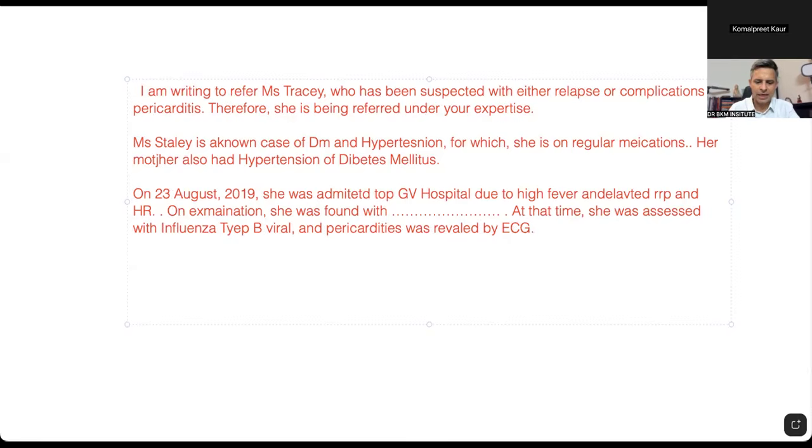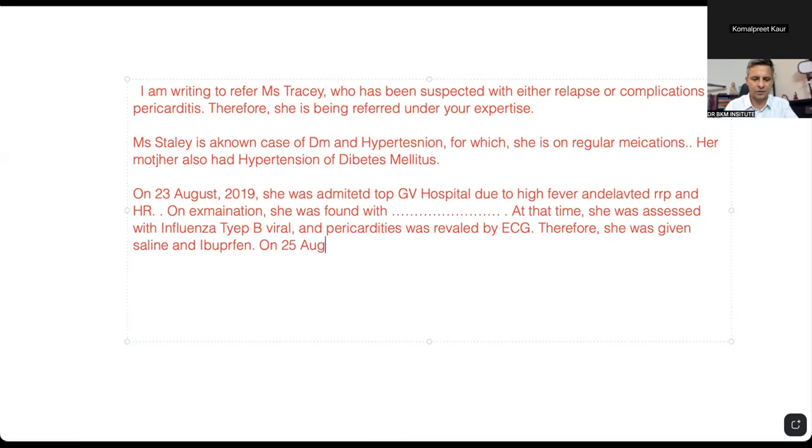This paragraph is all done. And then we gave the treatment. Therefore, she was given IV saline. So this is how simple, that I don't have to even look. Just one or two times I would have to look. But if I've read it well, then I don't have to reconsider these things. IV saline and one more thing was given, ibuprofen. This much. On 23rd, that means after this, on 25th August, she was discharged. Simple. She was discharged and was advised for self-care. That's it.